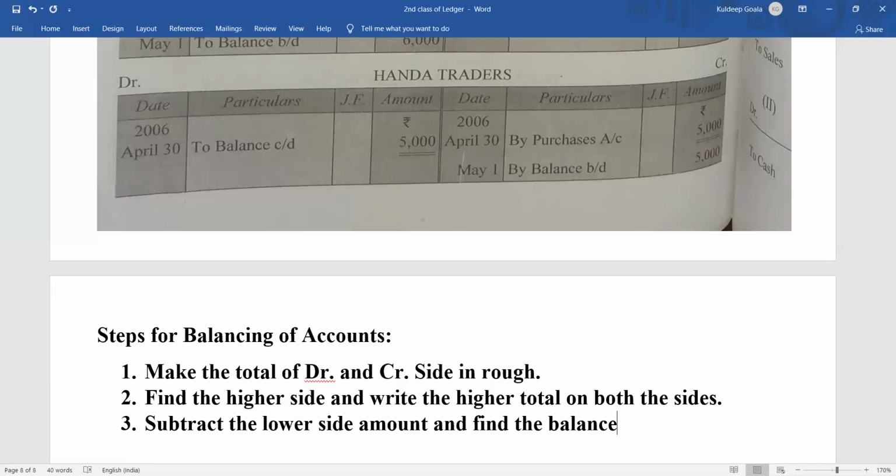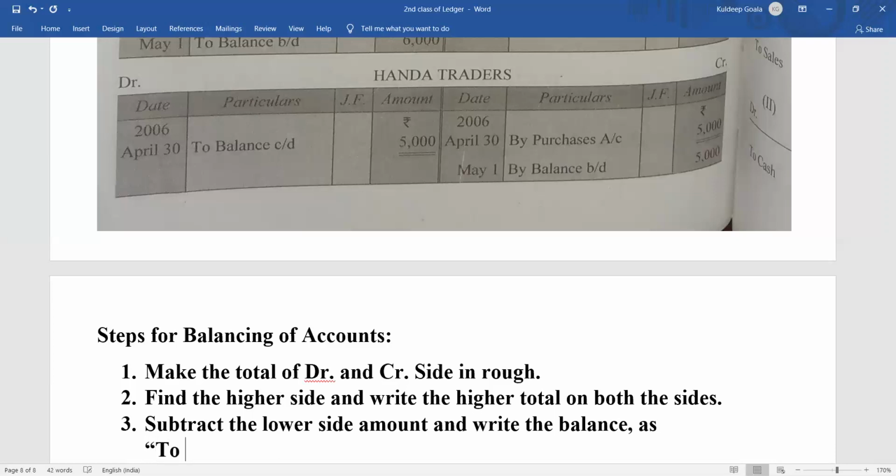Okay, subtract the lower side balance and write the balance on the other side. You can say and find and write the balance, or you can just write down and write the balance. That will be better. Whatever the balance will be there, write the balance. And how will you write? Like this, you have to write.